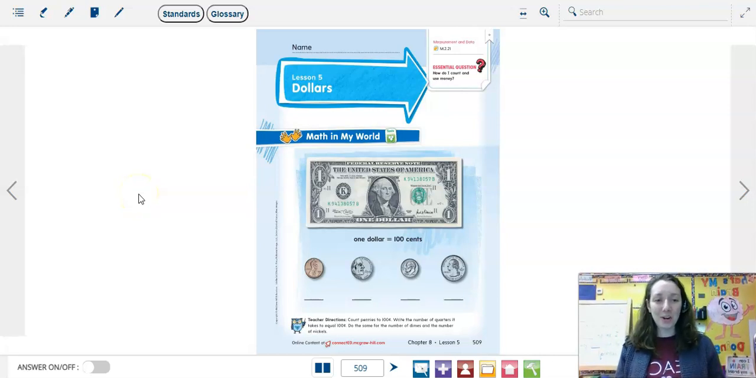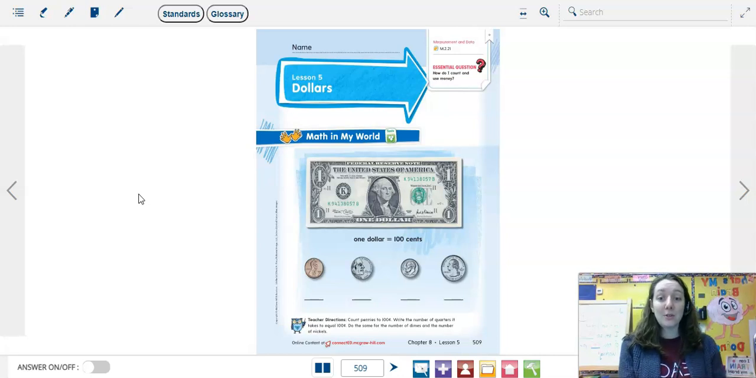Hi friends, today we're working on our last lesson in the chapter, lesson 5, dollars. So if you're going to open up to page 509 to follow along. So we've been working with coins, counting up coins, recognizing coins, those kinds of things. And now we're going to talk about a dollar.